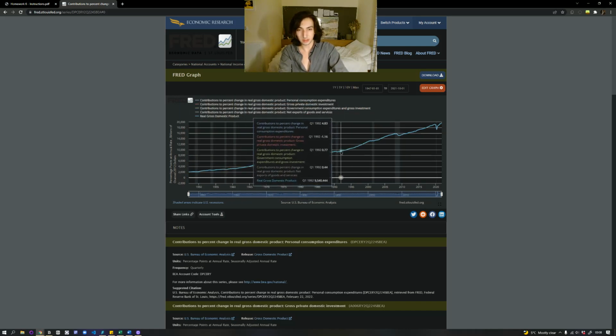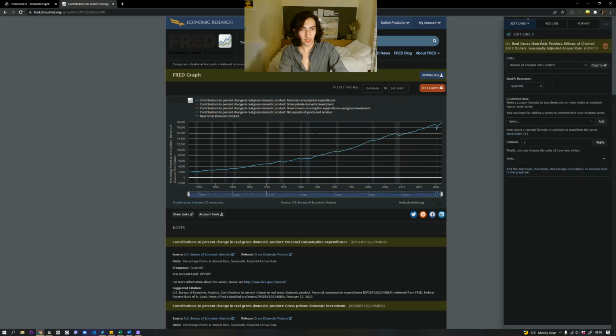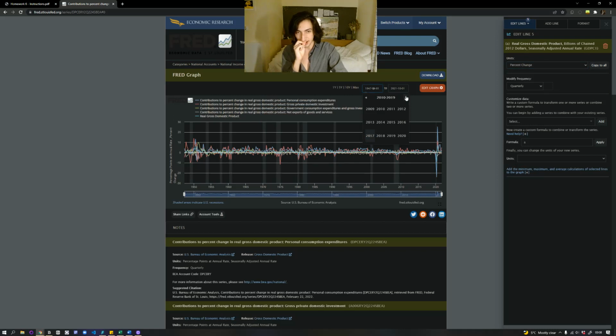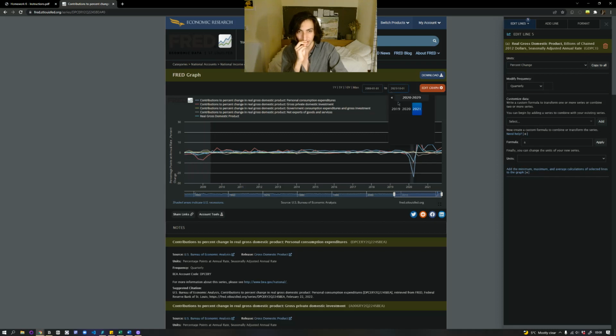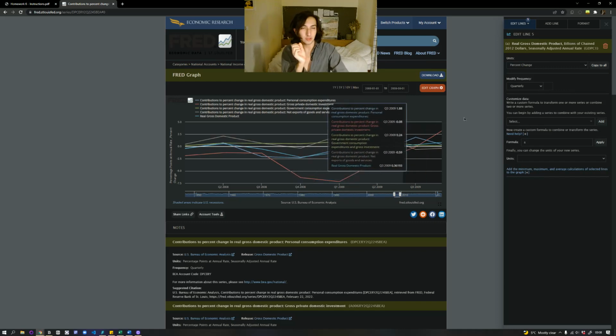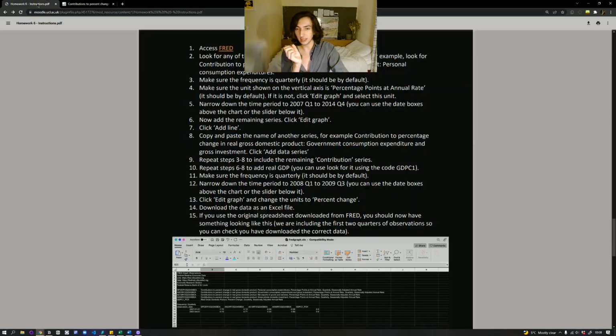So what we're going to do is edit the graph again, and change it from billions of chained 2012 dollars to percentage change. And that'll give us what we want. See, now it's in line with what we've got previously. Let me set it back to the timescale we want. Nope, wrong one. Ignore that for now. There we go. And then we're changing it back to 2009 quarter 3. And now we've got our 3 statistics. Hopefully that should be good. They're all quarterly, as we know.